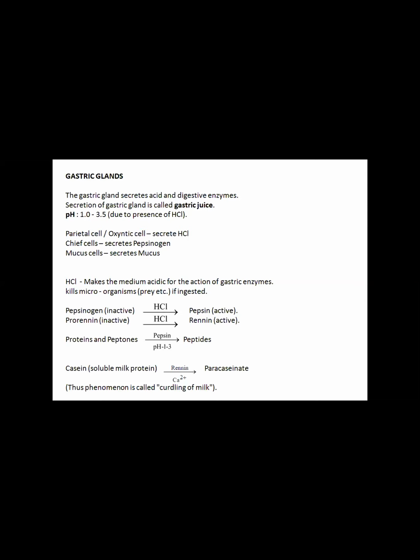Okay, Sneha? Now infants में क्या हो रहा है? Prorenin is being secreted, and in the presence of HCl, it is being converted into renin, which is the active form of prorenin, and this renin is going to act on casein, that is the soluble milk protein, in the presence of calcium, and it is going to get converted into para-caseinate. This phenomena is known as curdling of milk, and because of this, now this para-caseinate is much more digestible and much more absorbable in the body of the infants.